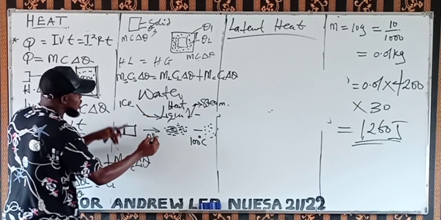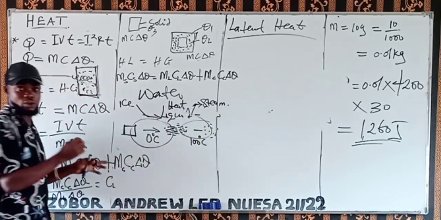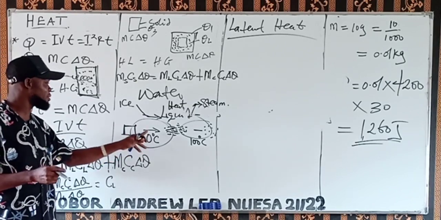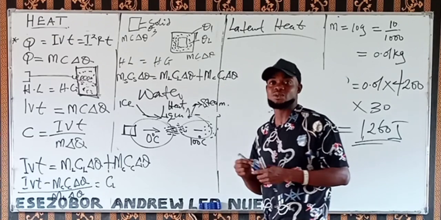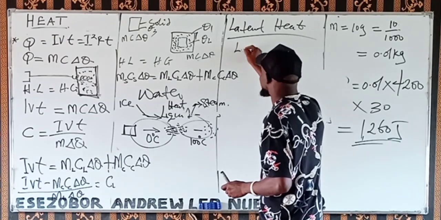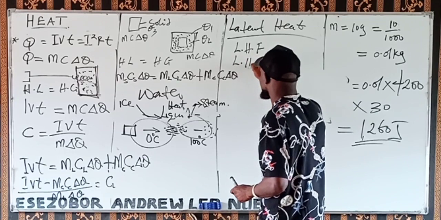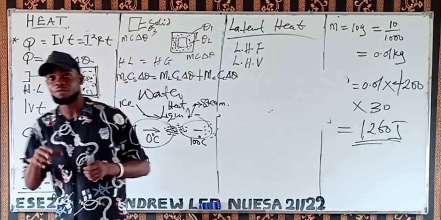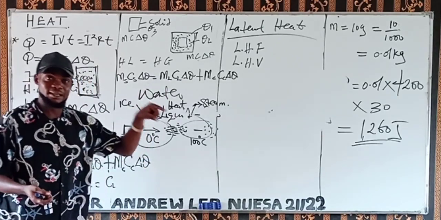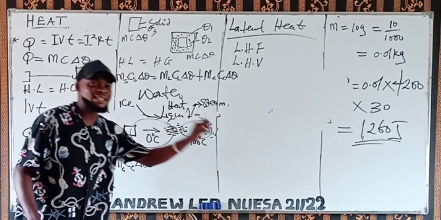Now, the latent heat that will occur here. So we're going to look at that now. We have two latent heats here, this and this. Therefore, we have two types of latent heat. The first one is the latent heat of fusion. The second one is the latent heat of vaporization. This one is what? Latent heat of fusion. The second one is what? Latent heat of vaporization.